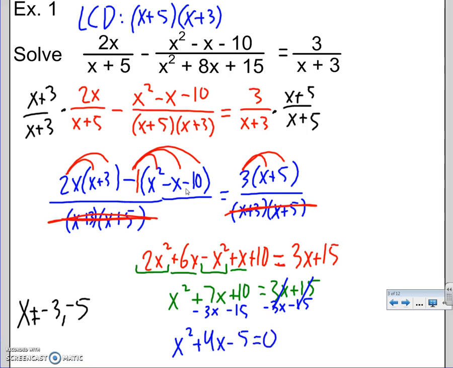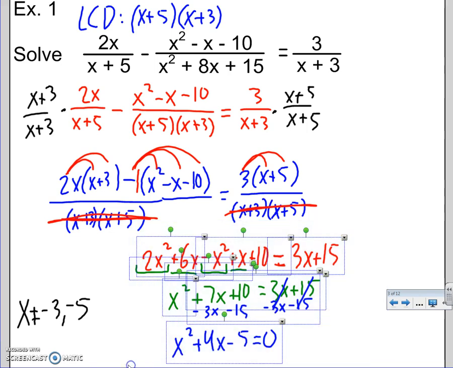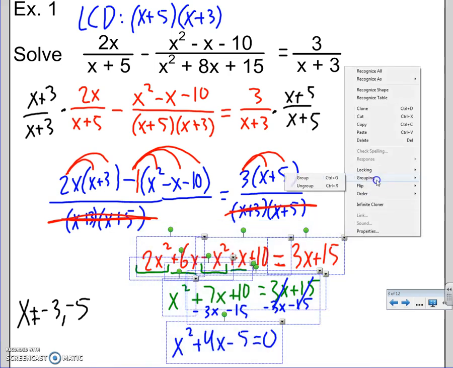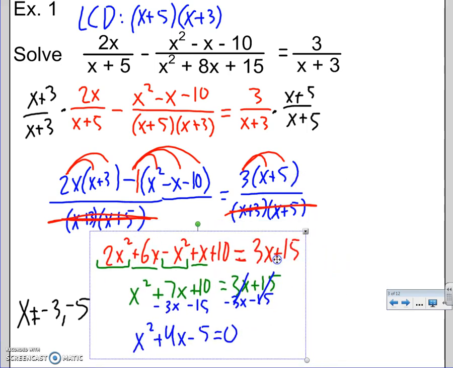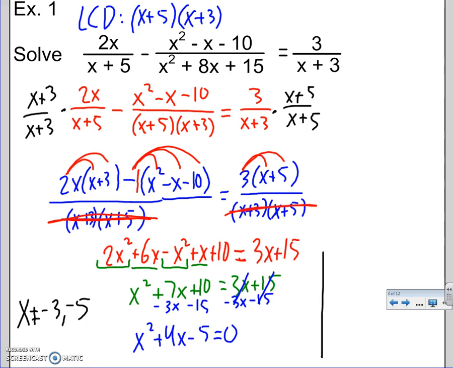So here I can do quadratic formula. However, I'm going to factor. Remember, factoring is faster if you know how to do it. Otherwise, you'd be doing quadratic formula probably like 3 or 4 times each problem. All right, so if we do the ACX method, I know that x squared plus 4x minus 5, well, 5 is 5 times 1, and 5 minus 1 is 4. That's x plus 5, x minus 1 equals 0.